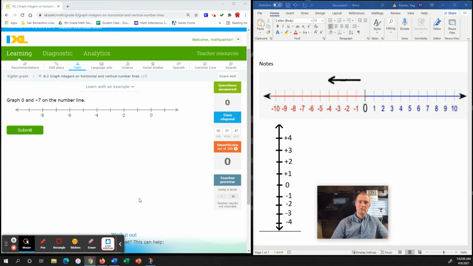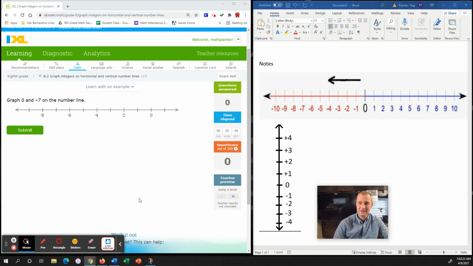The only thing that's different about today is we're going to take the number line and go vertical with it, meaning go up and down. And on a vertical number line, as we count up, the numbers become larger. And as we count down, the numbers become smaller to the point where they may become negative.